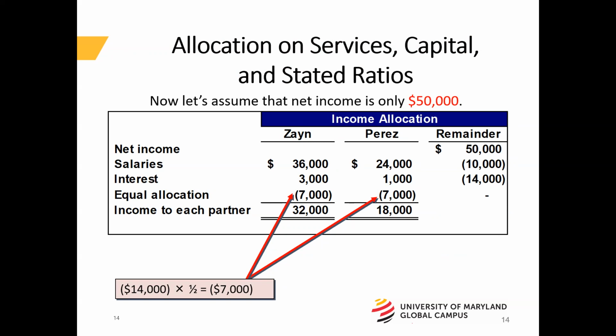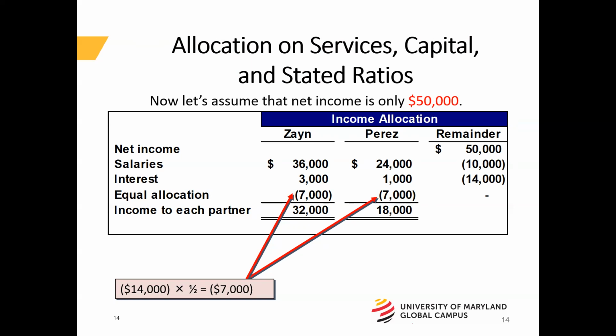So if we had a net income of 50,000 in that one year, Zane still has a salary of 36. Perez still has a salary of 24. That gives us a balance of minus 10,000. So 50,000 minus 36 minus 24 is negative 10,000. Then you still have interest based off of the capital that they brought into the business. Zane still gets his 3,000. Perez still gets his 1,000. So now you're at minus 14,000.